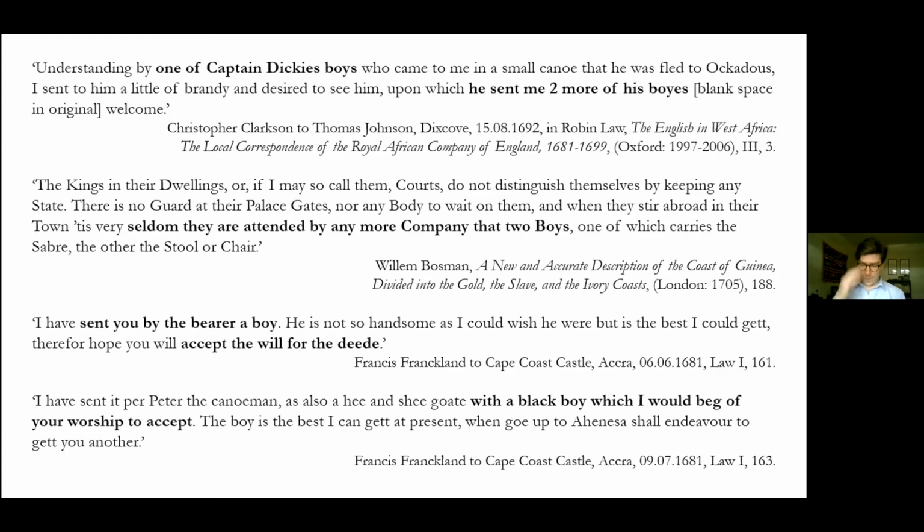And in fact, in many cases, I've found examples of them then being put into the Atlantic trade, being sent to the Americas once they move into that age group where their labor value is greater and where their potential challenge to the authority of those who are enslaving them is greater.